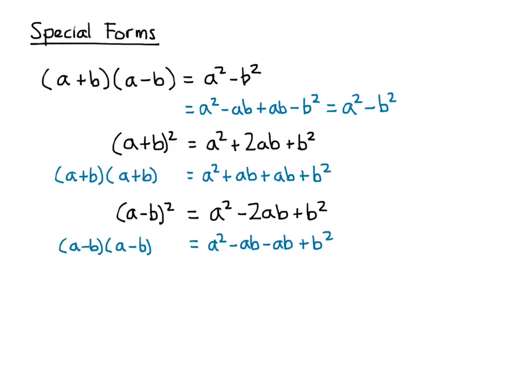Now, if you get comfortable with these patterns, it makes certain multiplications go very, very quickly. So in the simplest case, if we just have x plus 3 times x minus 3, that'll be x squared minus 9.